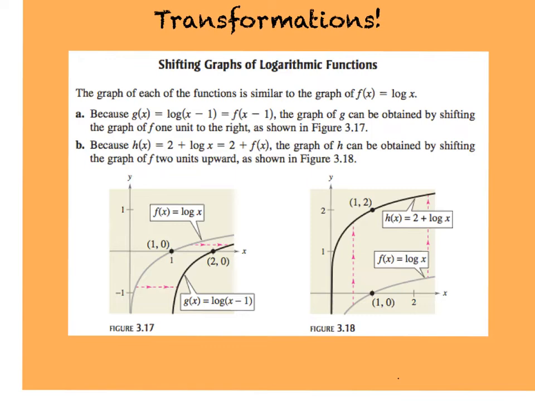All right, let's talk about transformations of logs. Where do logs usually cross? At (1, 0). And they're a slow-moving function. They go up. Now, if I look at this one, I have log base 10 of x minus 1. This is x minus 1. Is it inside or outside? It's inside. So what does it do when it's inside? It moves right or left; in this case, it moves right by 1. So instead of crossing at (1, 0), now it's going to cross at (2, 0).